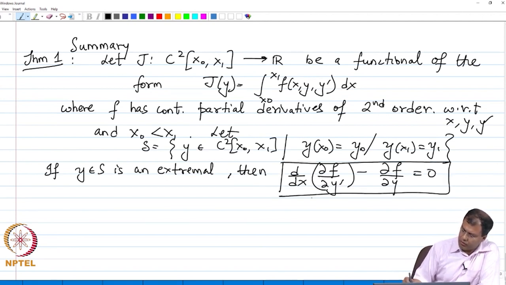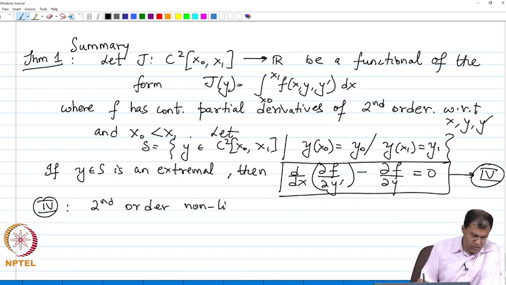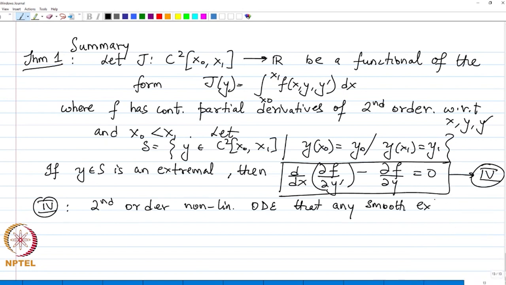And again, this is the most important result, which we are going to look at in more depth over the next several lectures. So, let me call this our result 4. Result 4 is a differential constraint. It is a second order nonlinear ODE that any smooth extremal y must satisfy. That is also the necessary condition that I just said, and this is further known as the famous Euler Lagrange equation.